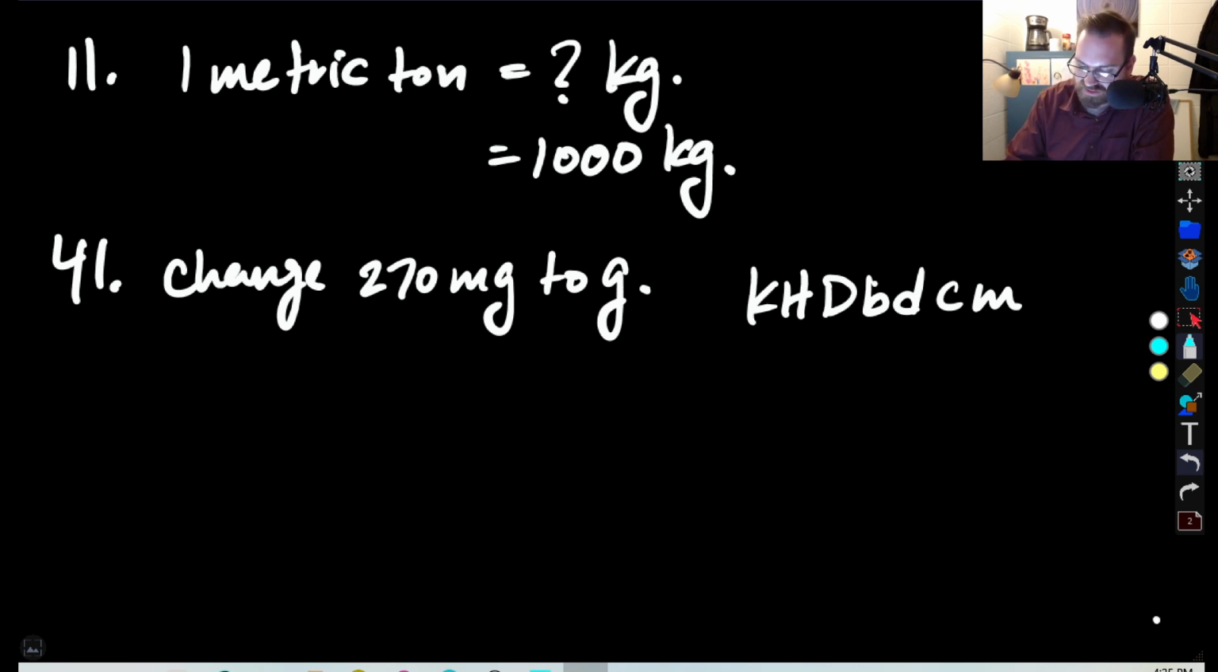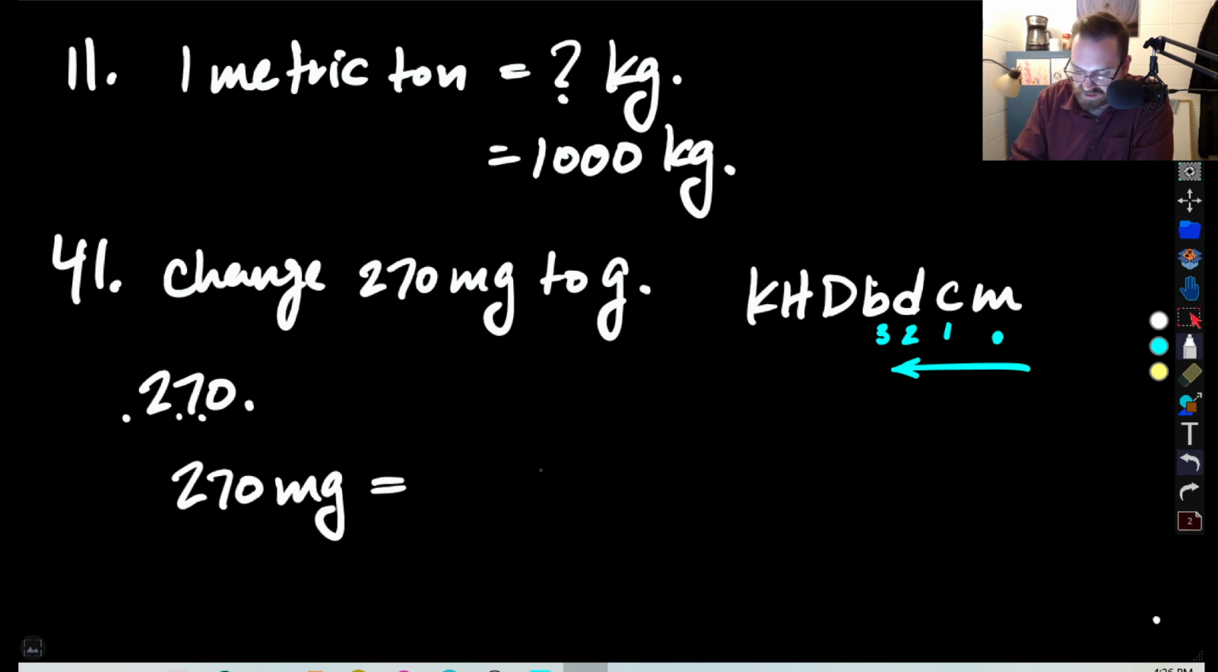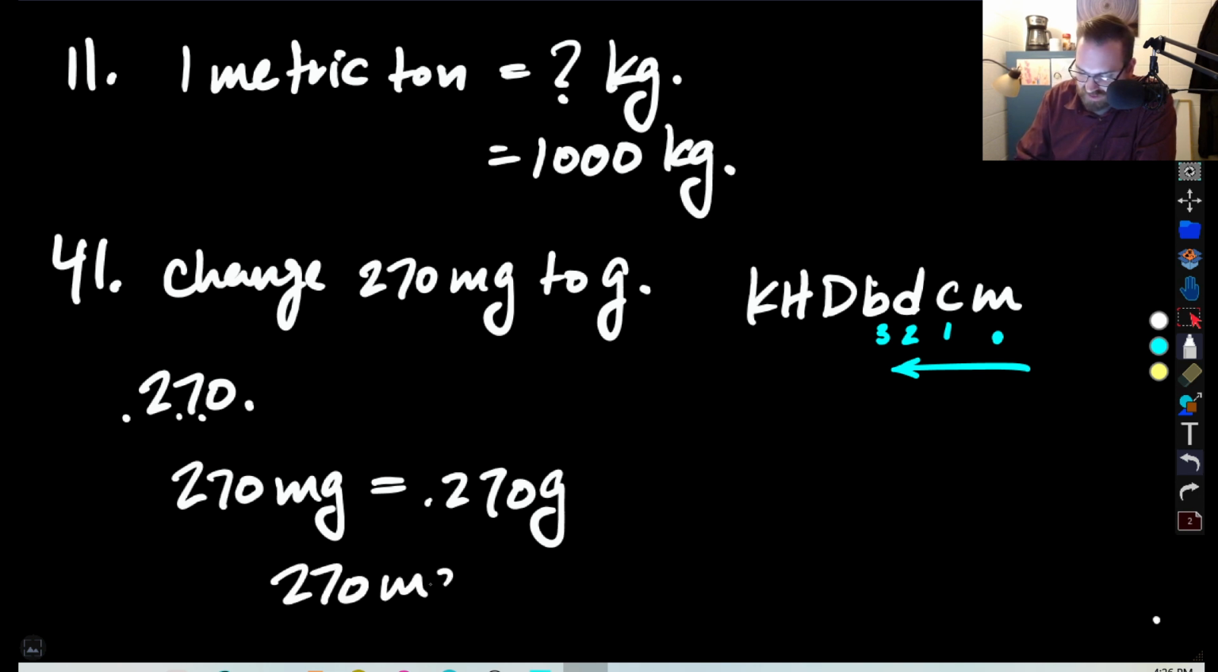Okay. 270 milligrams. So I'm starting here, and I want to go to grams. So that means I go 1, 2, 3 units to the left. Okay. So that means that I have 270. 3 units to the left is 1, 2, 3. So in other words, 270 milligrams is going to equal 0.270 grams.